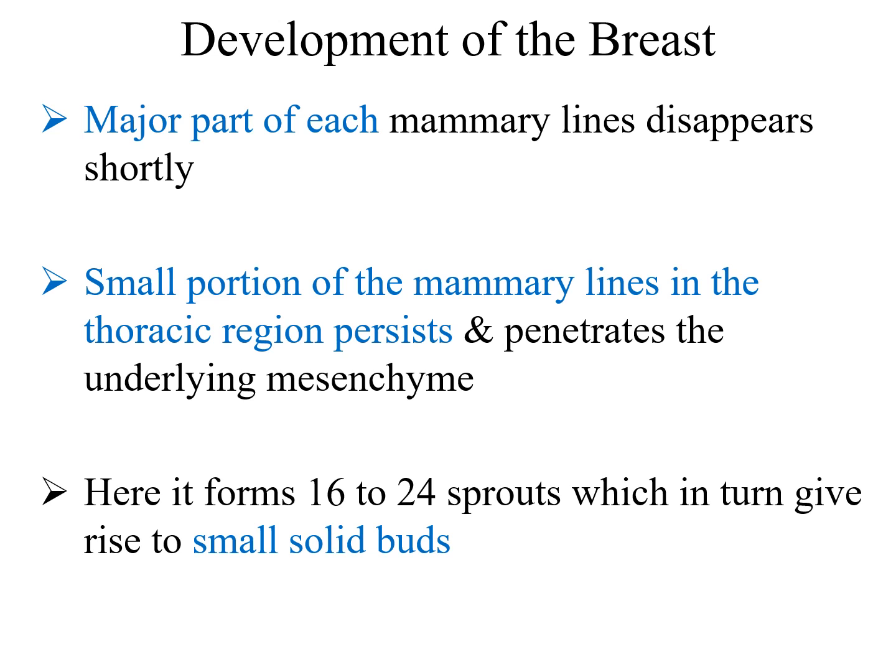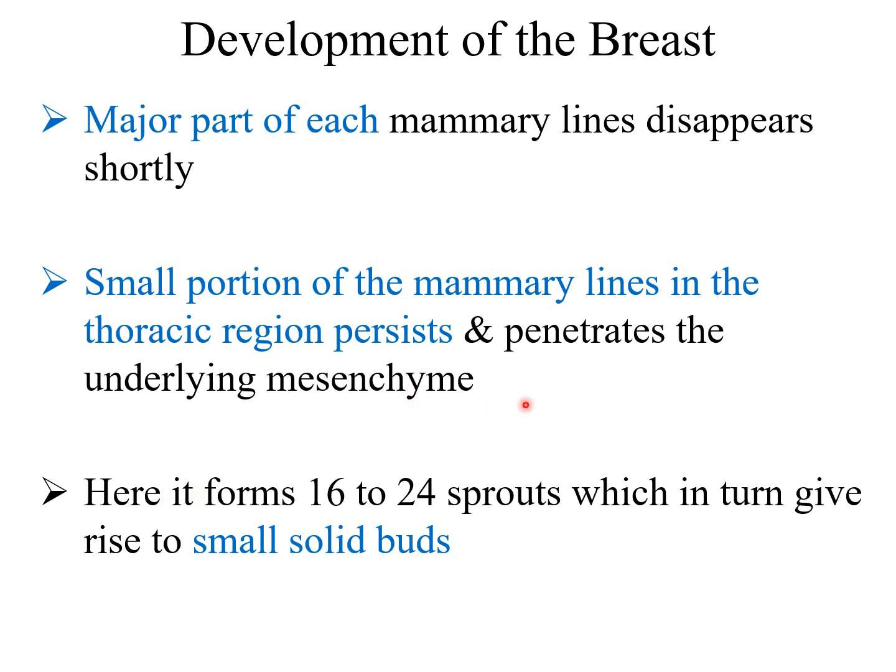Now, the major part of the mammary lines disappears shortly, as we have said that it starts from the axilla and goes down to the groin or inguinal region. So most of the part disappears, and only the part present in the chest or thoracic region persists. A small portion of the mammary lines in the thoracic region persists and penetrates the underlying mesenchyme.